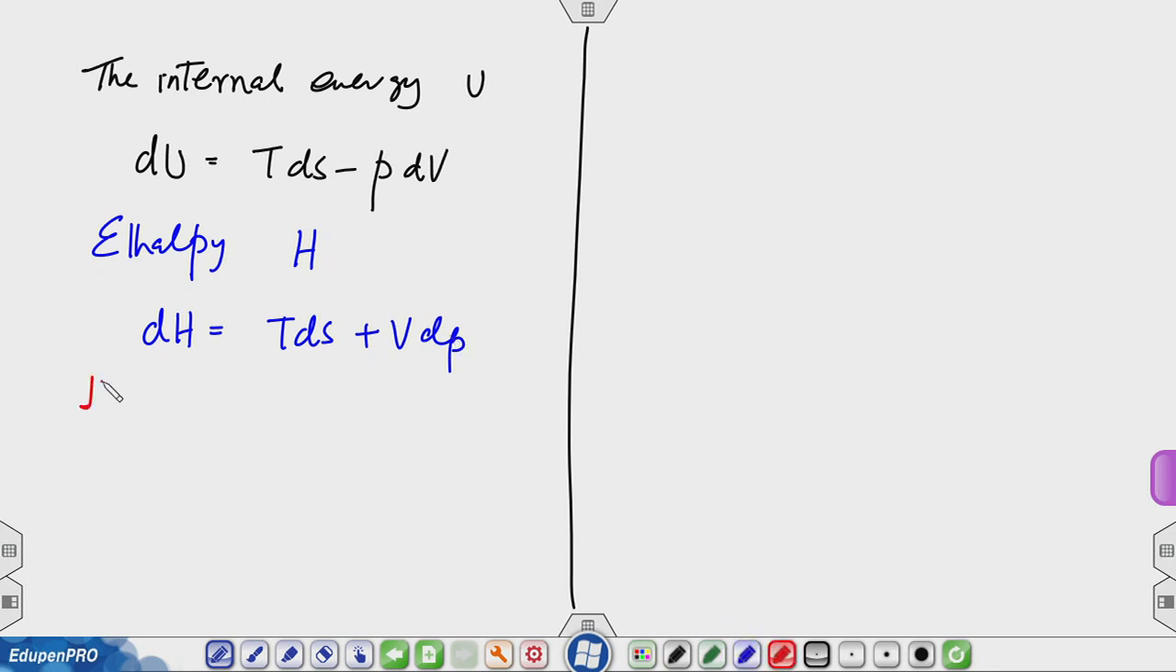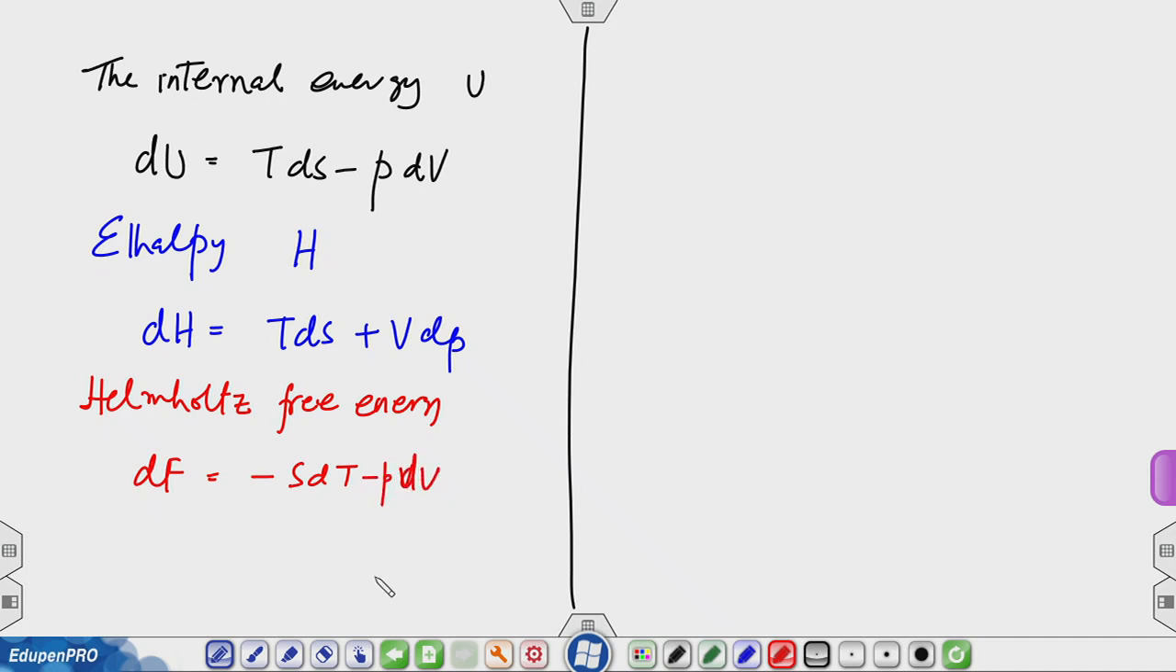Then we discussed Helmholtz free energy, that gave us dF equals minus S dT minus P dV. H was nothing but U plus PV. Helmholtz free energy is U minus TS. And each one of these was useful to describe a process in which these variables T, V, P, S, etc., were constant.